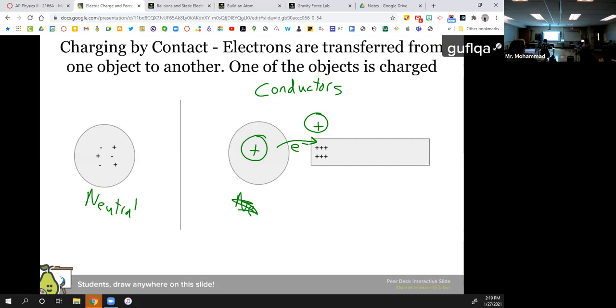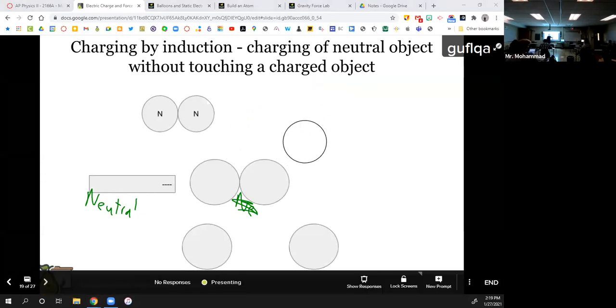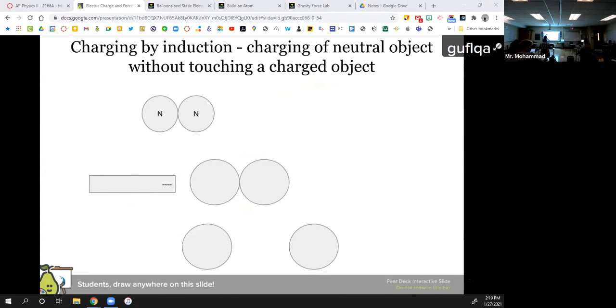There's a third way of charging, and that is called charging by induction. Now, this is a little bit weird. The last one, you actually had to have a charged object touching another one. These two objects start out neutral. I bring a negatively charged object close, not touching. So on the last one, there was contact between a charged and an uncharged object. But if these two are neutrally charged right now, and they're conductors, I should also make a note of this, this involves conductors too.